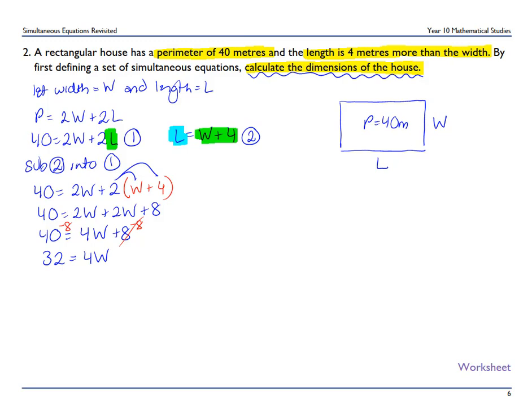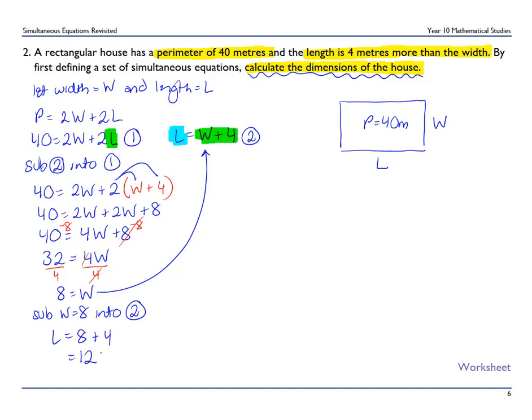If 4W is 32, I need to divide both sides by 4. And 32 divided by 4 is 8. So I now have my width. I need my length, so I'm going to substitute into equation 2. So sub W equals 8 into 2. So I get L equals W, which is 8, plus 4. 8 plus 4 is 12.